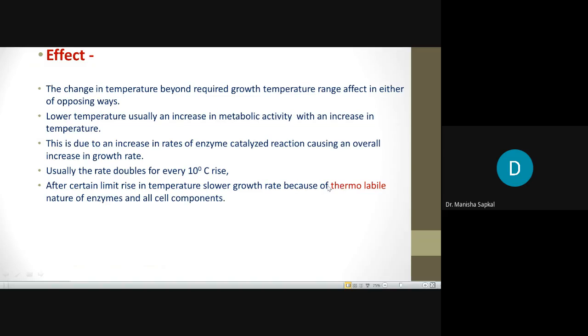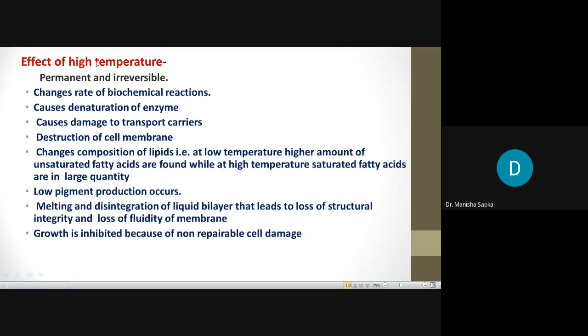Why does the growth rate decrease? Because of the thermolabile nature of the enzymes and all cell components. Now, what is thermolabile? Labile means sensitive, and thermo means temperature. The organism or cell has thermosensitive, temperature sensitive enzymes, and all cell components which may get denatured due to the high temperature. Because of that, beyond a certain limit, a rise in temperature lowers the growth rate. Now, what is the effect of high temperature?